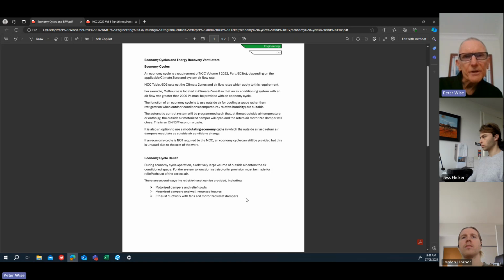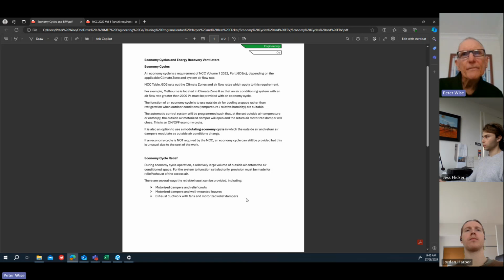Well, there are two ways you can do it. Either it's a temperature difference. So if your inside temperature is say 24, then you might set the outside temperature to 17, like I said before. These things are adjustable, so you can work out what's the most suitable. But at 17 degrees or below, the economy cycle will be operational, if you've got a cooling signal inside.